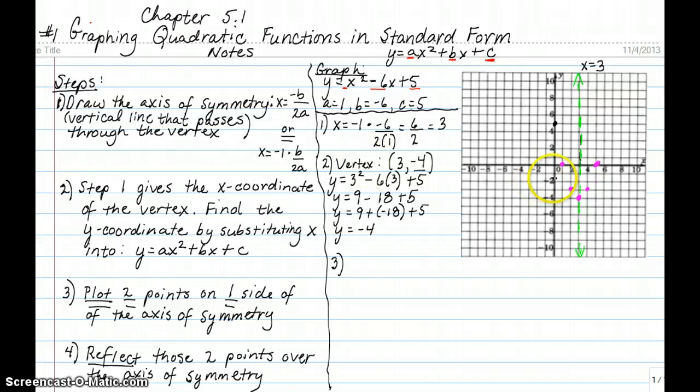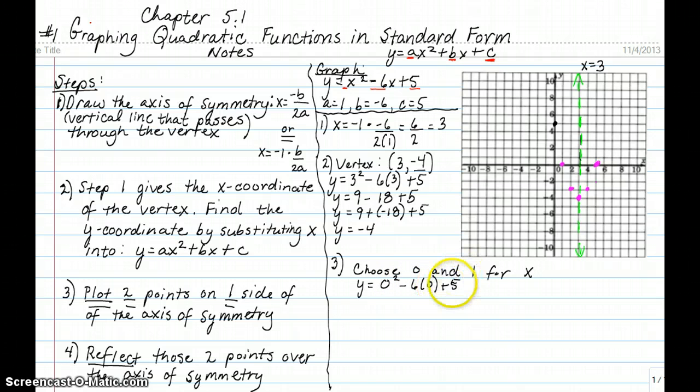Okay, so I'm going to choose 1 because that's where I've got this point. Let's see if it comes out. And I'm also going to choose 0. It says plot 2 points on one side. I'm choosing the left side. So choose 0 and 1 for x, and then we're going to go ahead and substitute in 0. So it's going to be y equals 0 squared minus 6 times 0 plus 5.